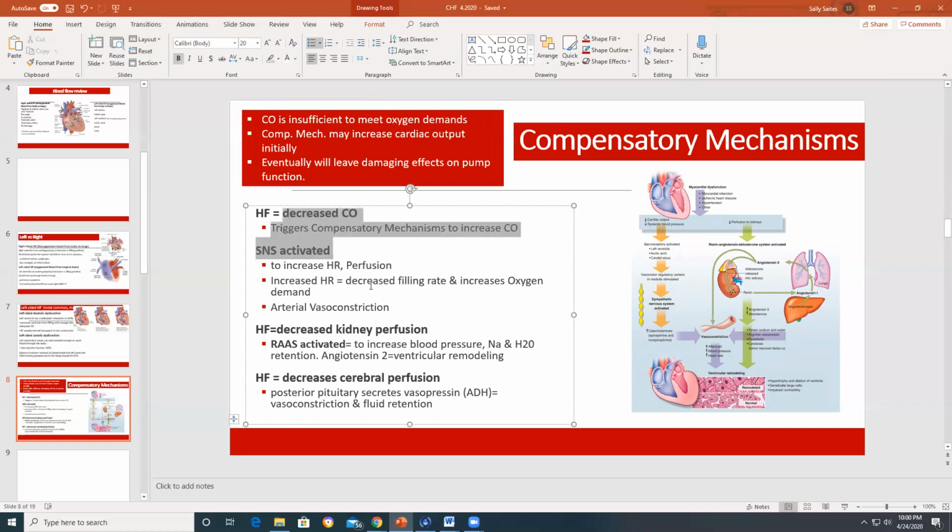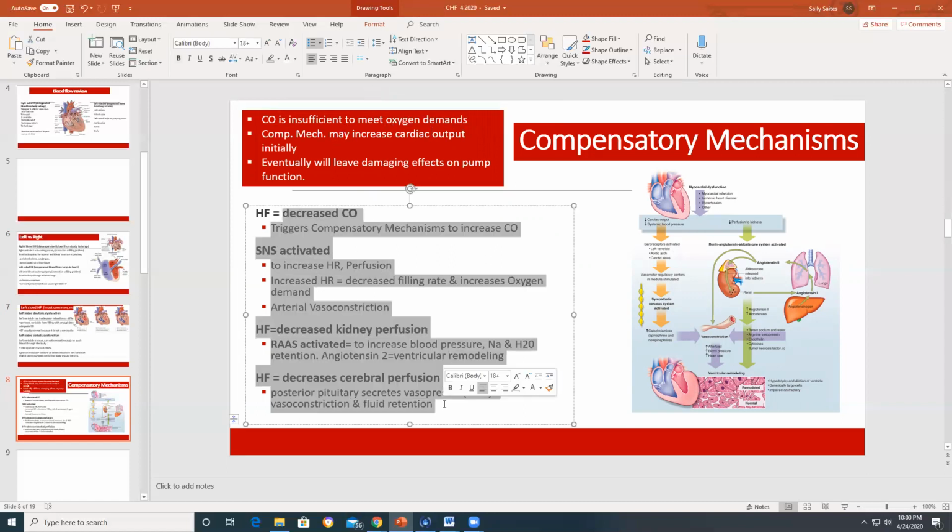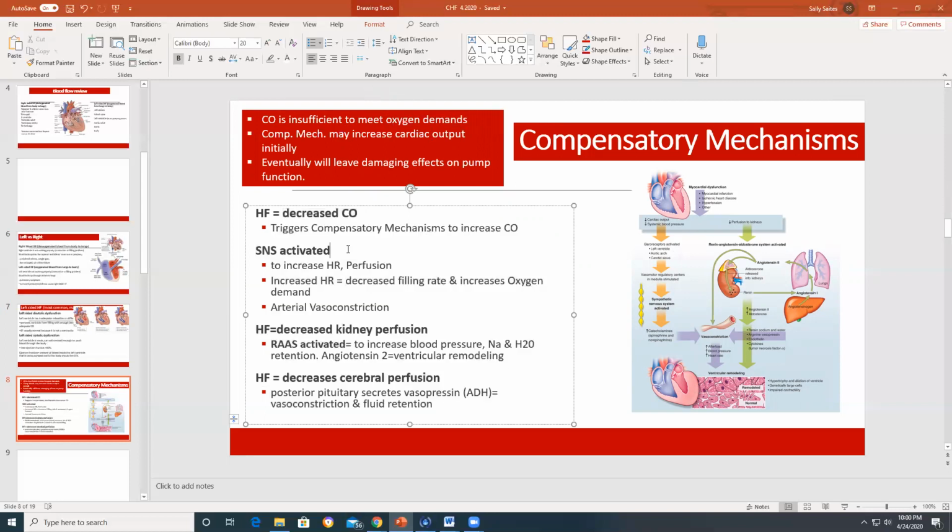So these compensatory mechanisms will occur at the beginning of your body sensing that you're not being oxygenated, but it will only last for so long. It's kind of like giving you a boost so that you can have time to go get help. Eventually, though, if these continue and you don't get the help that you need, then they will, in fact, damage your heart even more.